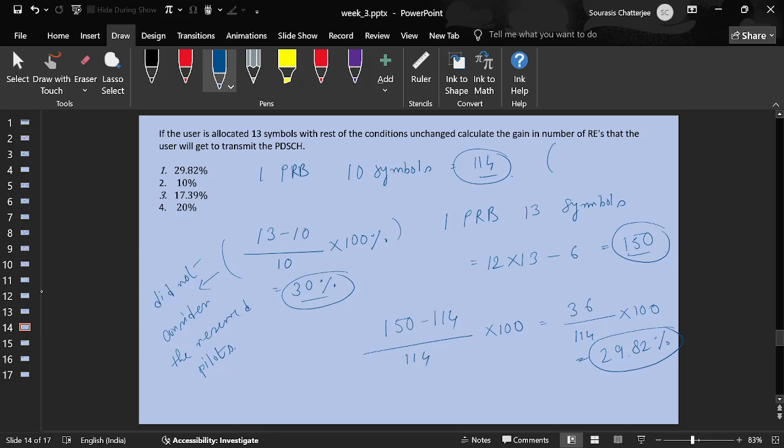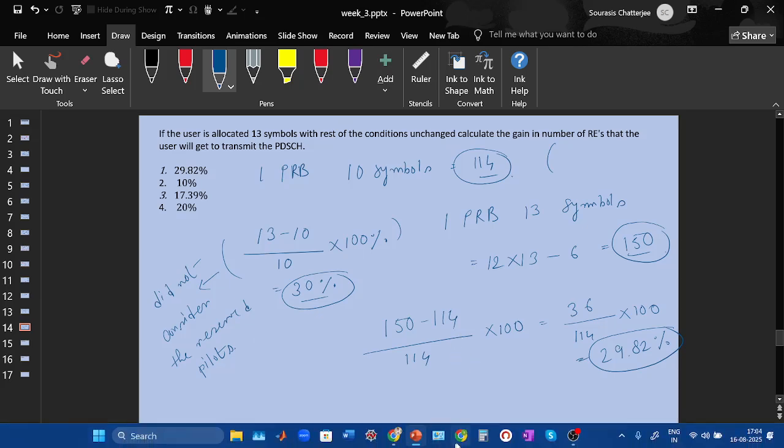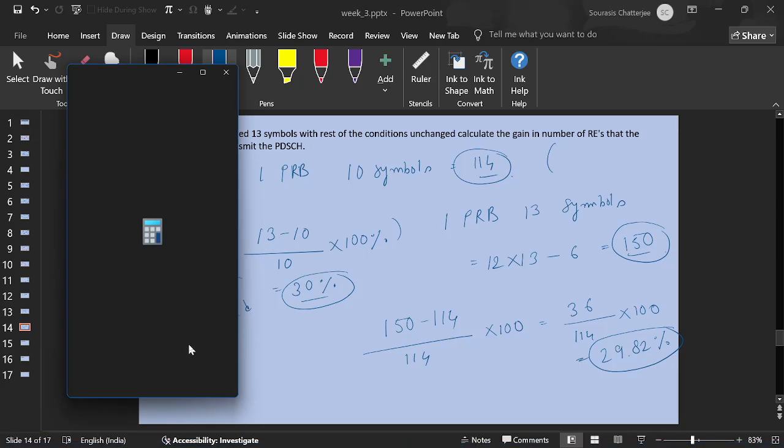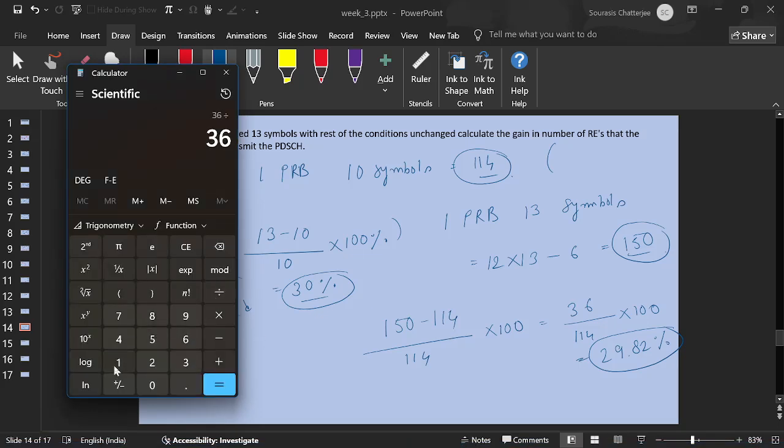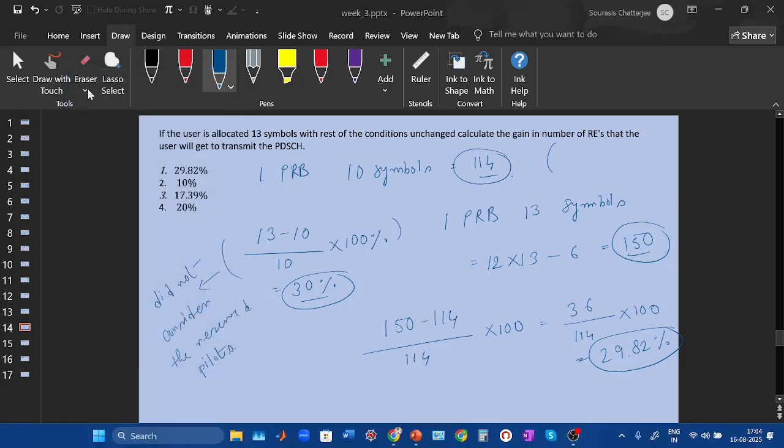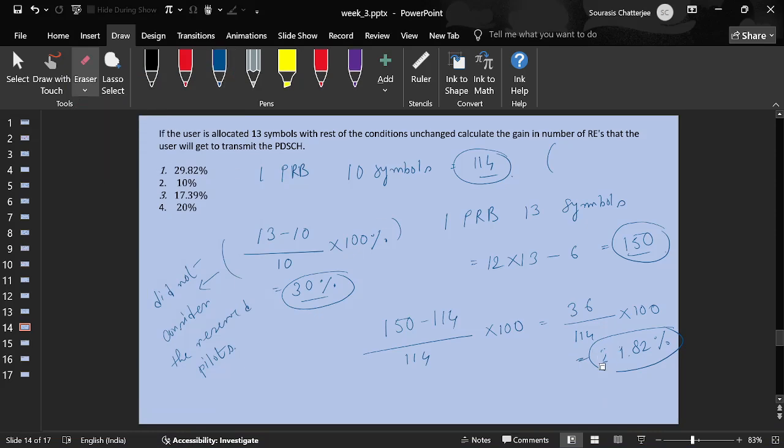36 by 114 multiplied, okay. Just let me check once. Yep, it's 31.57. True, it should not be that. I made the mistake here. Thanks for pointing it out. It should be 31.57, right? Yeah. Thanks for this. This is 31.57.